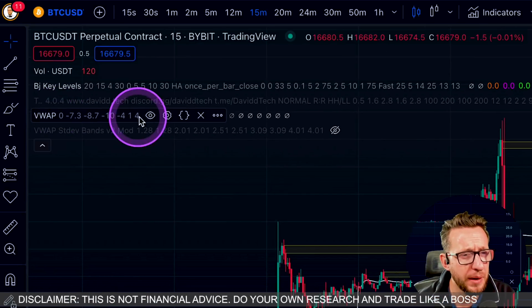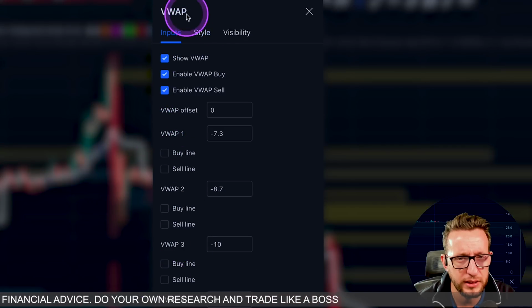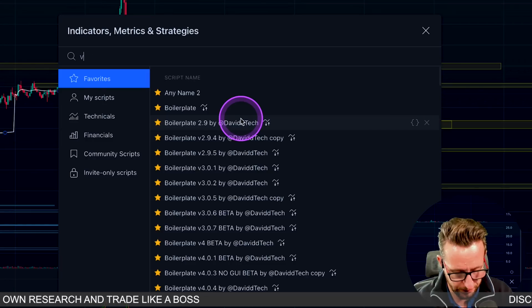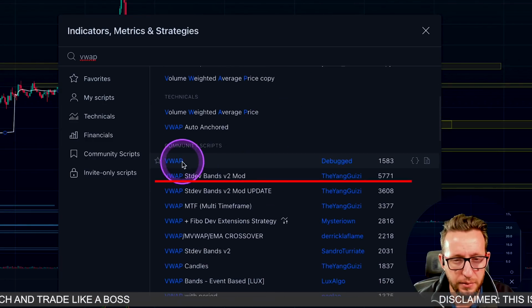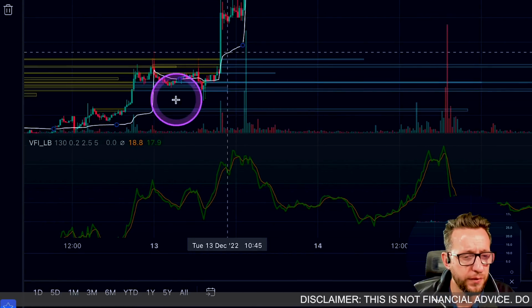You can also add things like some candle detection in there as well, which is absolutely brilliant. I've added the VWAP. To add the VWAP, I've just removed all of these extra lines and colors. To add this one, it was literally the VWAP, and it was this one here. Okay, so that one I've added here, and then I've added the volume flow.